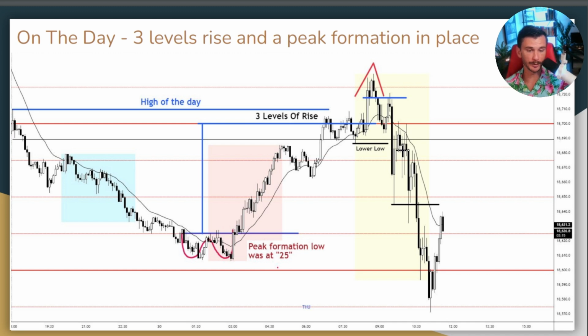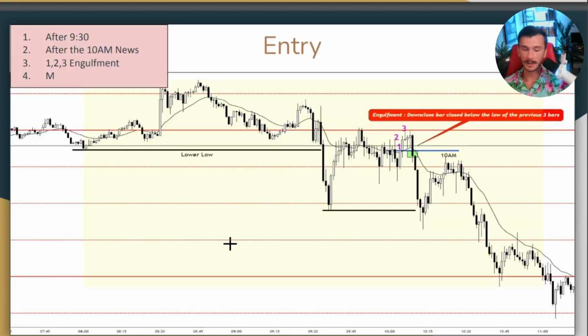Peak formation was put in place. There was news on this day for the continuation down through the low of the day. And then looking at those entries on a 1-minute chart, the lower low and the pullback. This was a trade that I did actually take on the live stream.